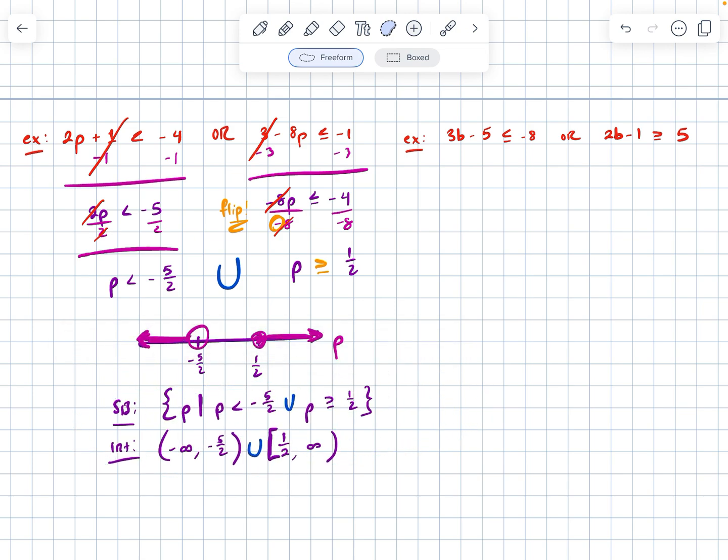With this idea in mind, let's solve the other one. 3b minus 5 is less than or equal to negative 8, or 2b minus 1 is greater than or equal to 5. Let's solve our two cases, graph them on the number line, and write our two notations. Again, nothing here is fundamentally changing, except now I've got an or to account for. Give yourself 2 minutes, see how far you get. Go ahead.